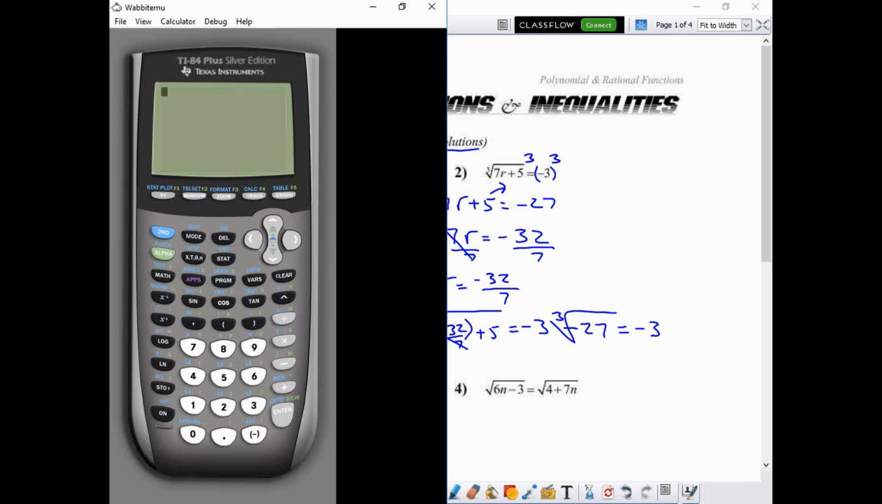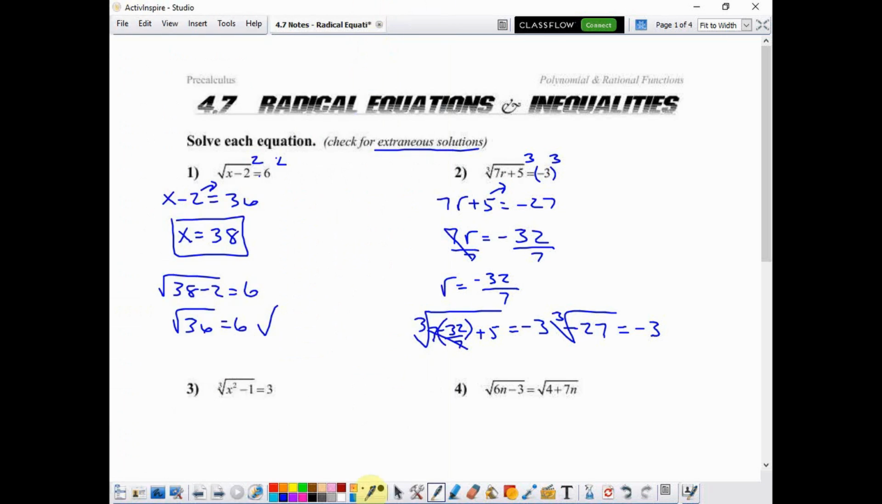So we're going to check that on our calculator. The cubed root, so that's math. Cubed root is option 4. Negative 27 is negative 3. I could also do it this way. 3 and then math and choose x root. That's option 5. Negative 27. And I get negative 3. So that checks out. My solution is valid.